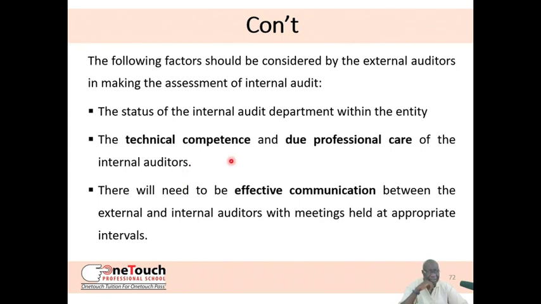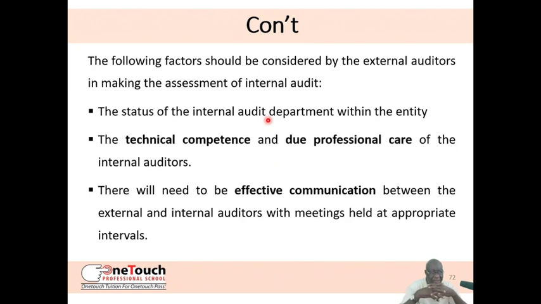The status of the internal audit department within the entity: the internal auditor should report to a line manager. So you should not report to any manager under the hierarchy, like the internal auditor reporting to the chief accountant. No, it's not allowed. So that is the status of the internal auditor. If he's reporting to the board of directors through the audit committee, that is fair. But if the internal auditor is reporting to the financial controller, then automatically you cannot depend on that. So they are saying the status of the internal audit department within the entity.